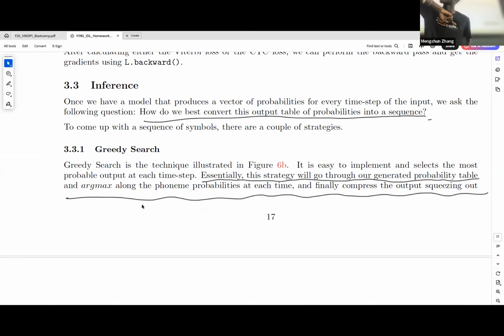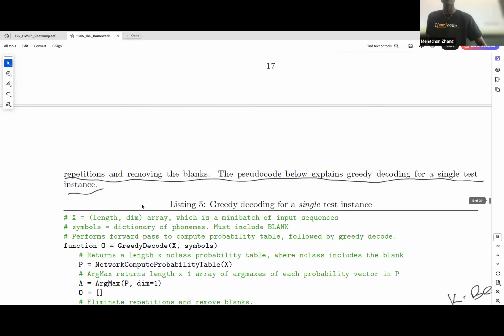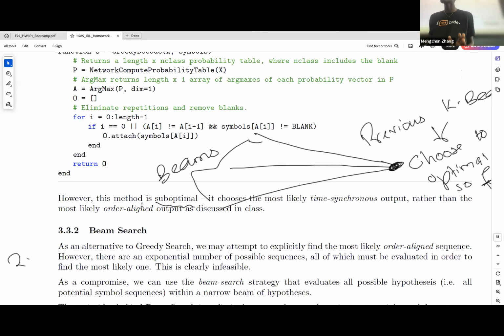So instead of just picking the maximum probability and saying, okay, this is what my model is trying to say, there's what we call beam search. From the word beams, it's like you're sending a couple of beams and looking back. Instead of picking the highest probability in every frame, you can pick the k-best probabilities, the top k.